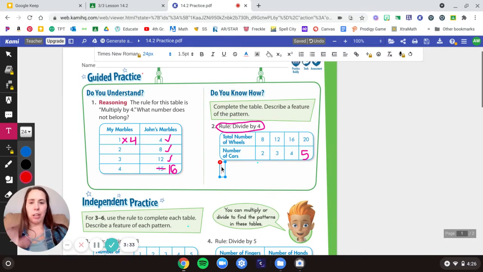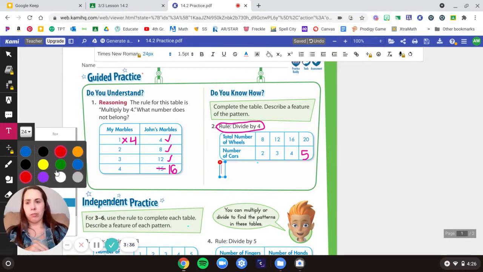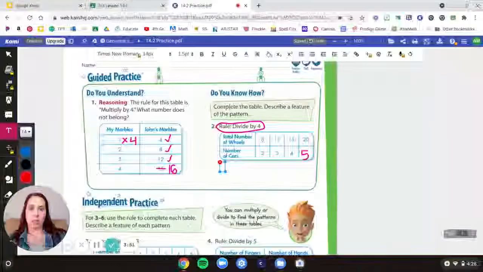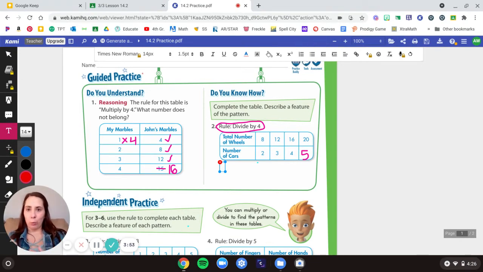So now, looking through here, I want to be as specific as I can without writing like a whole novel, right? I don't want to write a book. I just want to give enough detail to describe my feature. So I'm looking through, and I notice something about the number of cars. The number of cars is increasing by 1, right? As we add 4 more wheels, we add 1 car. So the number of cars increases by 1. As we add more, the cars increase by 1.